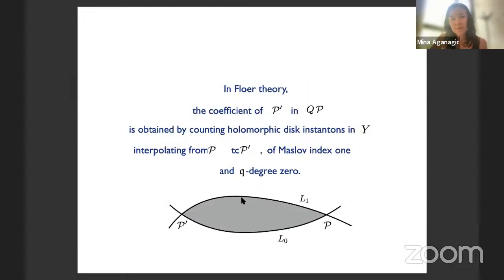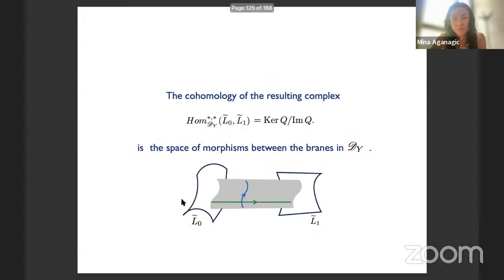So in Floer theory, the action of the differential is computed by counting holomorphic disk instantons in Y, interpolating from one intersection point to another, of Maslov index one and equivariant degree zero. The cohomology of the resulting complex is the space of morphisms between the branes.